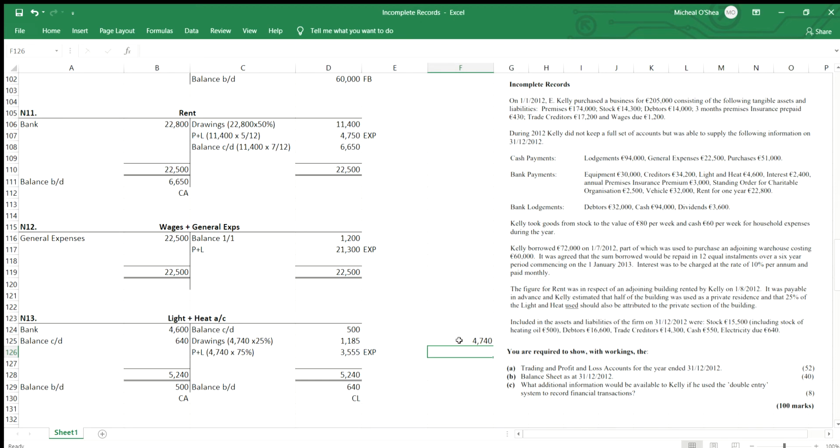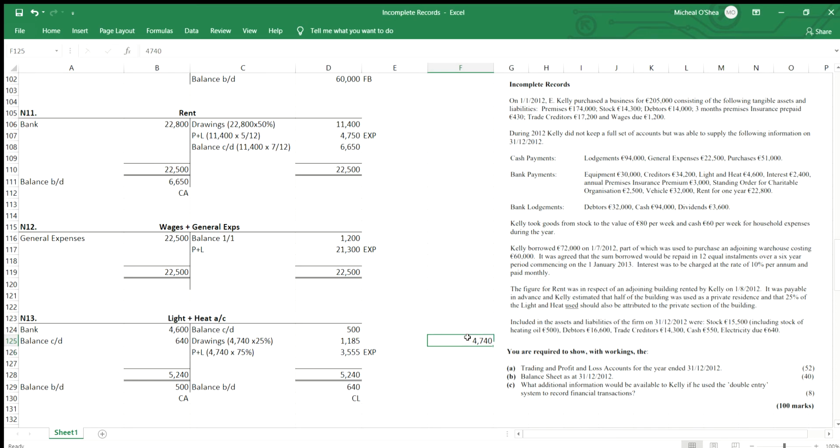But out of this 4,740, the figure that you'd put in here to balance both sides, 25% is going to go towards drawings. So I get the difference here. The amount that I should put in is P&L, which is 4,740, but 25% is going to drawings and 75% to P&L.